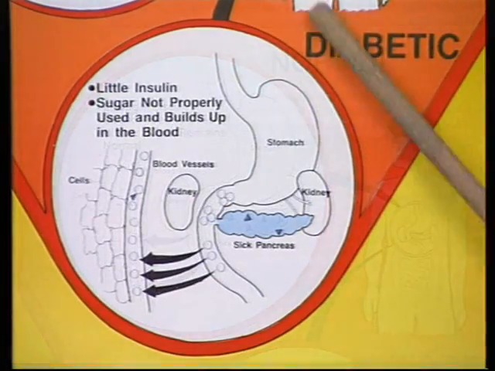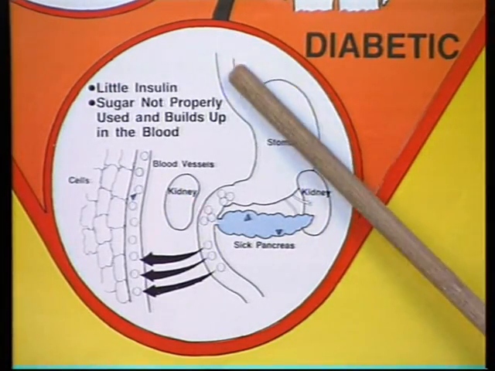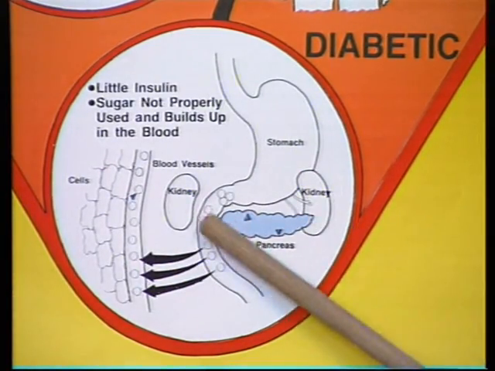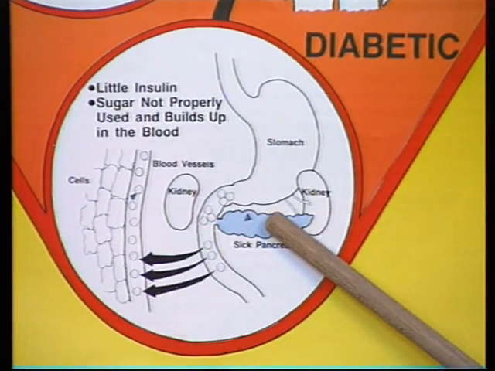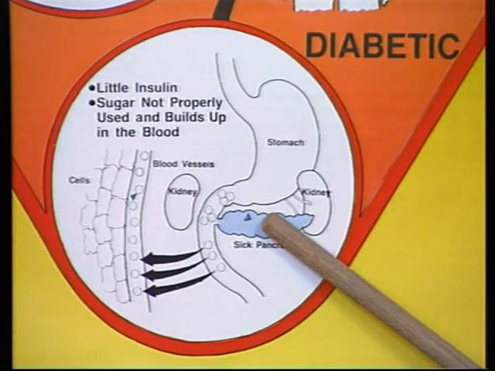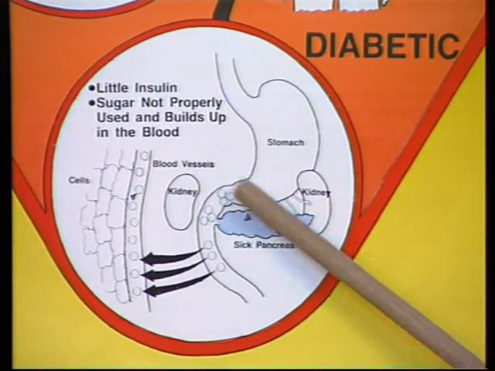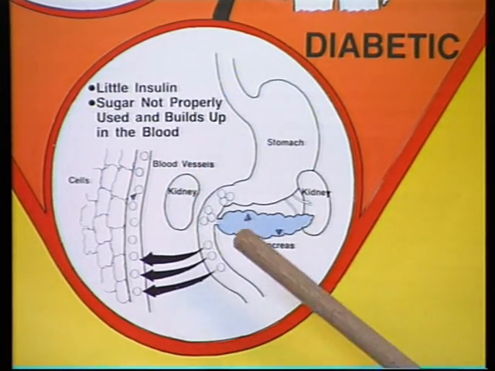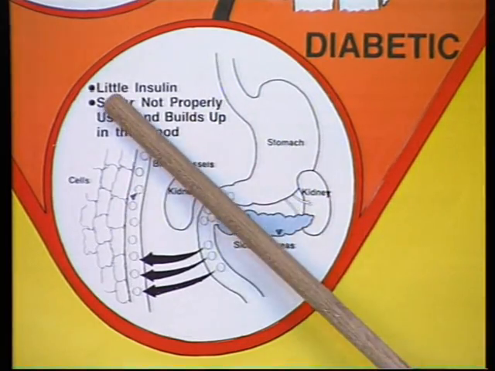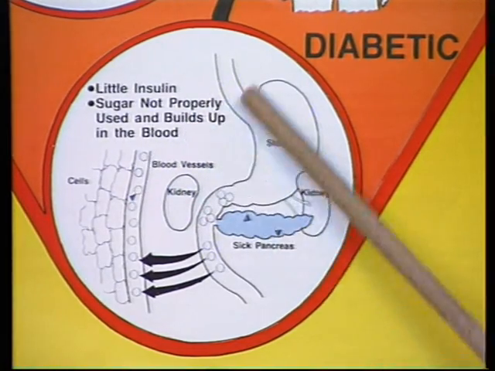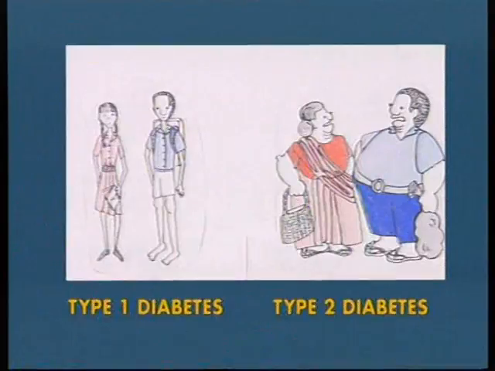Now let's look at what happens in diabetes. In diabetes, the food is digested and absorbed normally. But the problem happens in the pancreas, where the amount of insulin produced is not enough, or it does not work properly. So the amount of sugar in the blood builds up, spills into the urine, and is wasted. So in diabetes, there is little insulin, sugar is not properly used, builds up in the blood, and is wasted in the urine. There are two common types of diabetes which differ in their course, onset, and treatment.